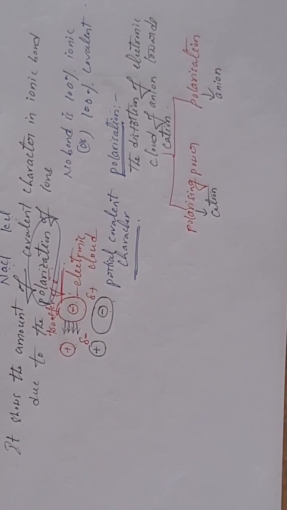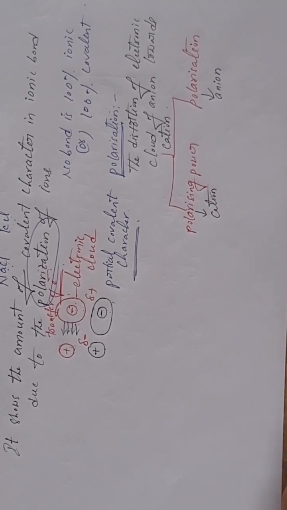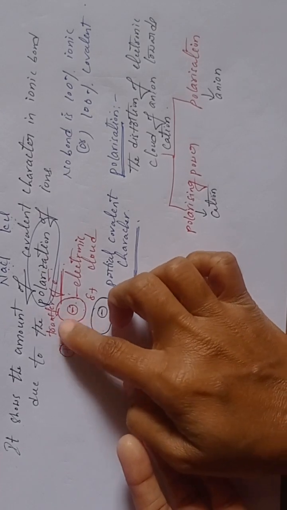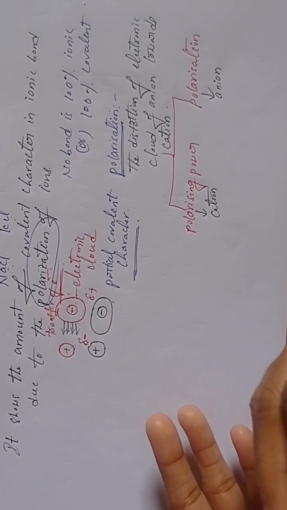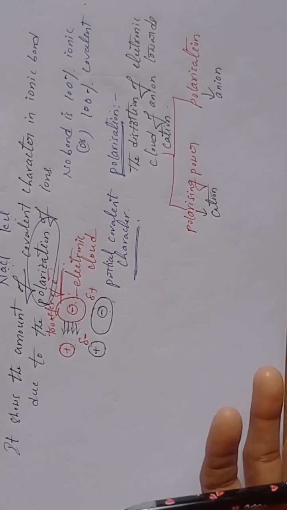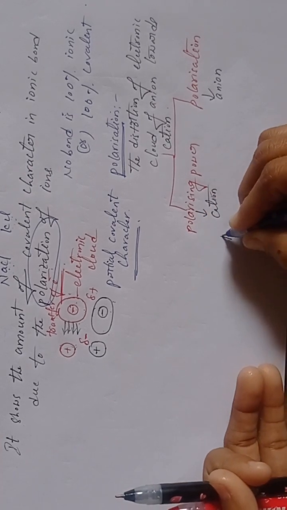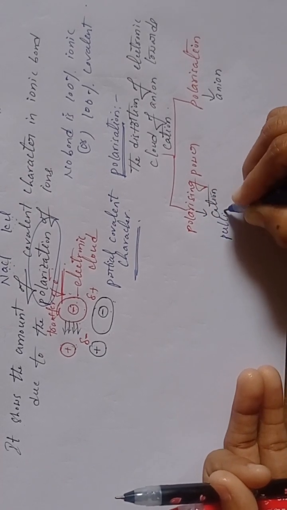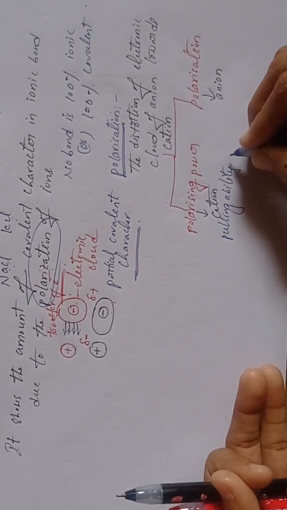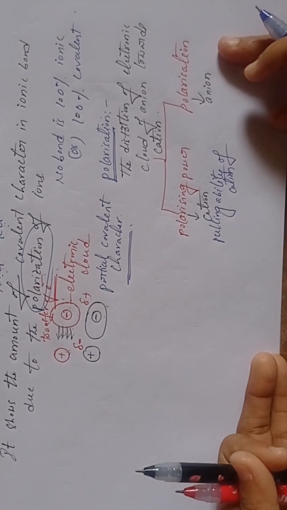Now see here, what is the polarizing power? Polarizing power is nothing but the pulling ability of the cation. So here it is pulling the electrons towards its own direction. That is the pulling ability. The pulling ability of the cation is nothing but polarizing power, understanding, students?